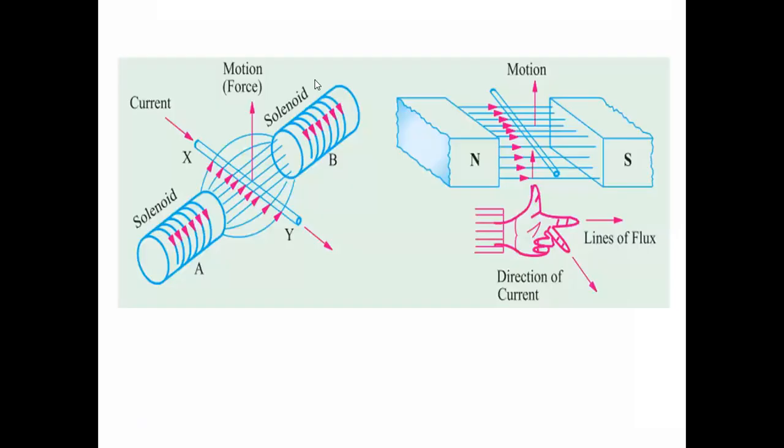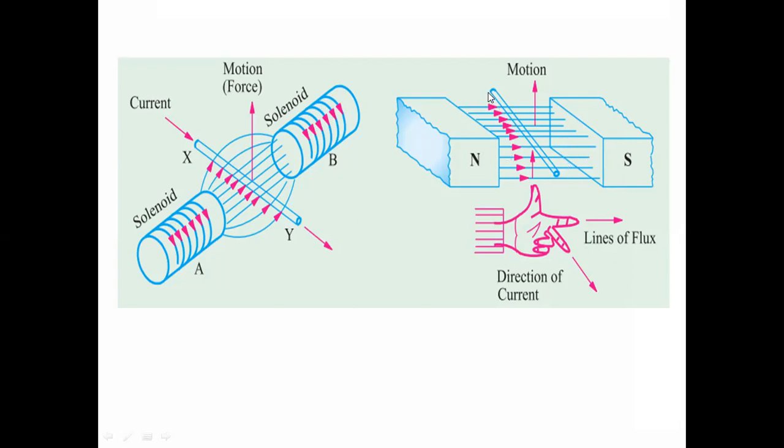Here we have, see this figure, the second figure. This is the north pole and this is the south pole, and the magnetic flux will be generated from the north pole and reach the south pole. The red arrows indicate the direction of the magnetic field.